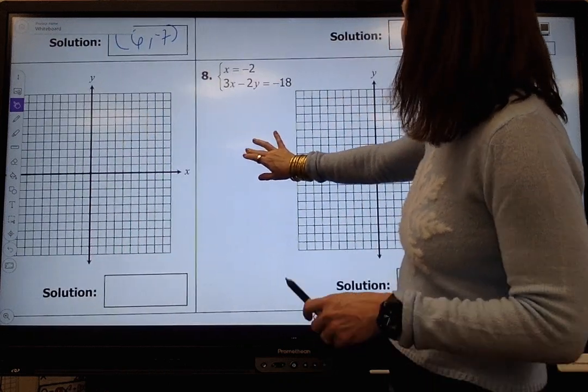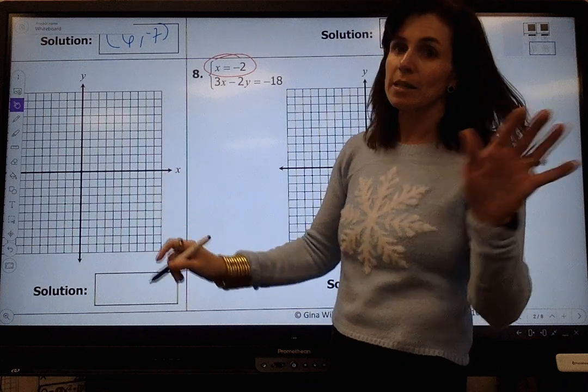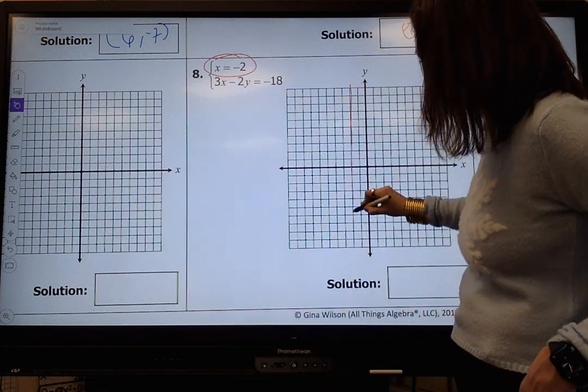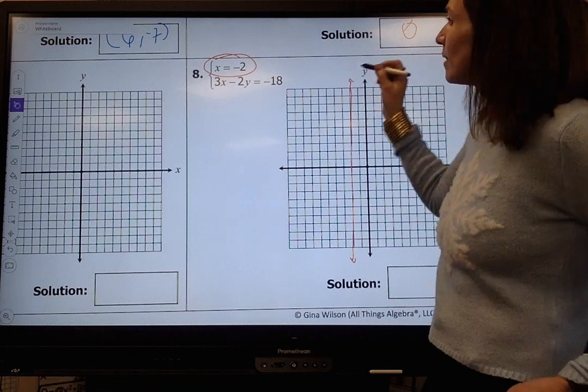All right, let's do number 8. So remember to graph this line. That's a bad situation, x equals. So x equals negative 2 is an undefined slope. So it looks like that.